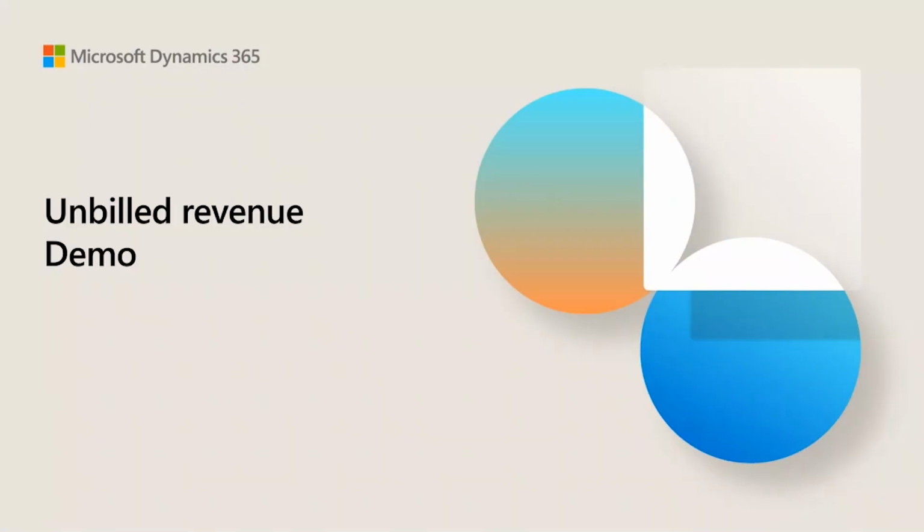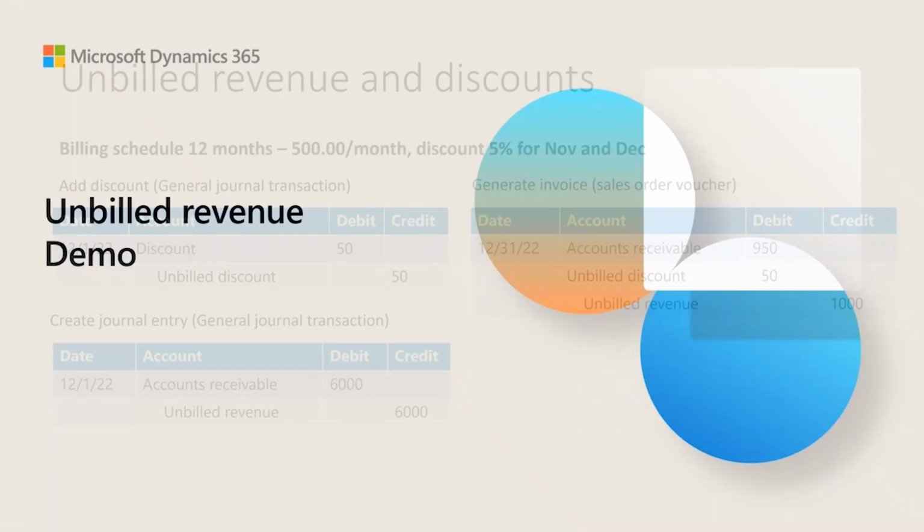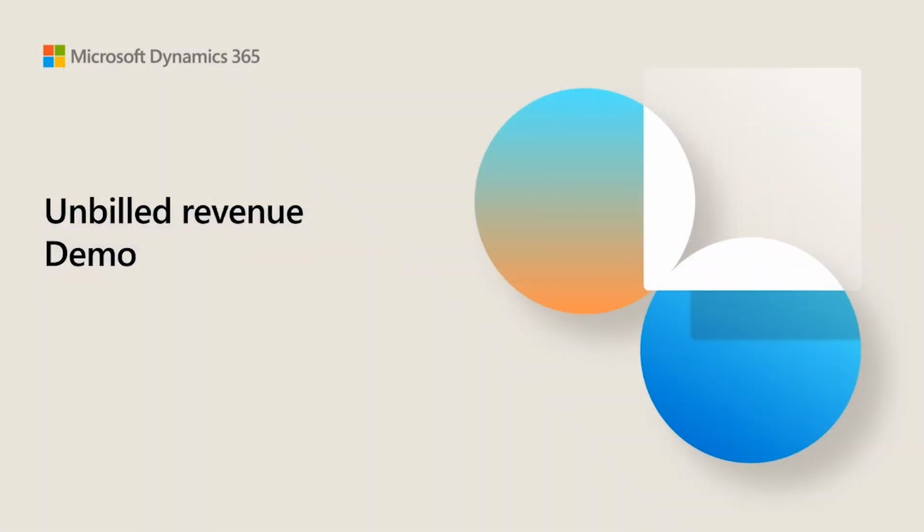And then when you generate that invoice, that's when we get the accounts receivable, and the unbilled discount and unbilled revenue will both be reversed out then. Okay, so the first demo is just going to go through and talk about the unbilled revenue, deferred revenue, and then the discounts.